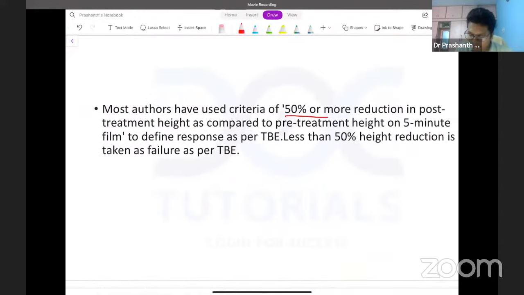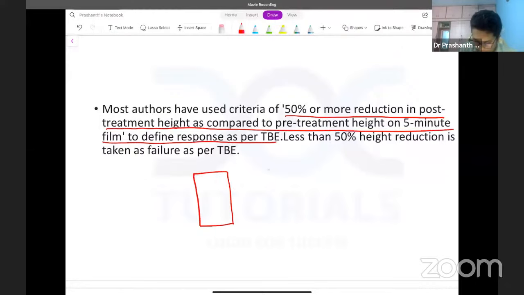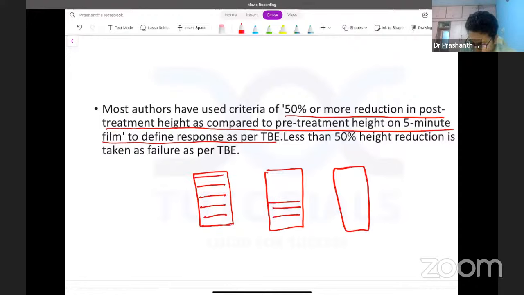So a 50% or more reduction in post-treatment height as compared with pre-treatment height on a 5-minute film is used to define success as per timed barium swallow. So less than 50% height reduction is taken as failure. Suppose in the 5-minute picture the volume of barium reduces more than 50%, that means it is a successful procedure. If it is still remaining more than 50% of the previous one, then it is a failed procedure.